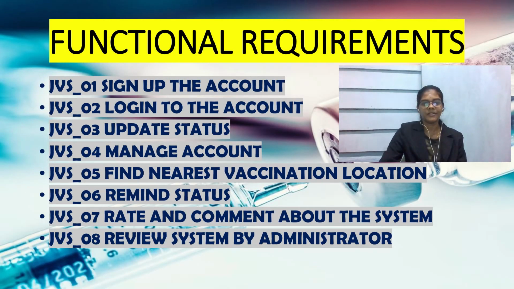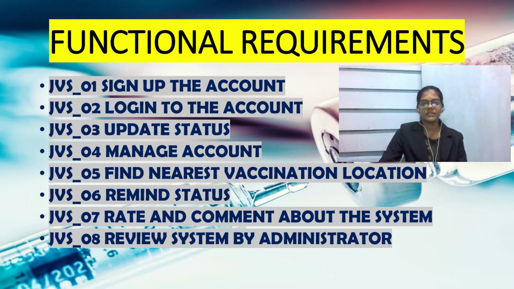JVS05, find nearest vaccination location. The system should display various vaccination locations. The system should prompt an alert message if there is no internet connection, or if no GPS is detected. The system should display a map to point and address. The system should display the nearest vaccination location for the user.